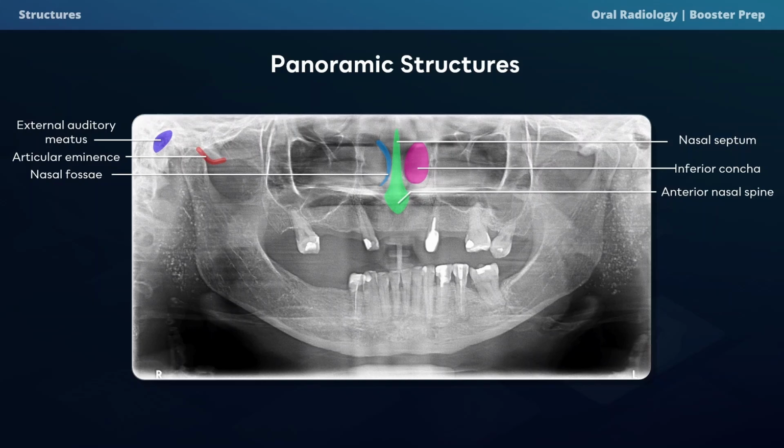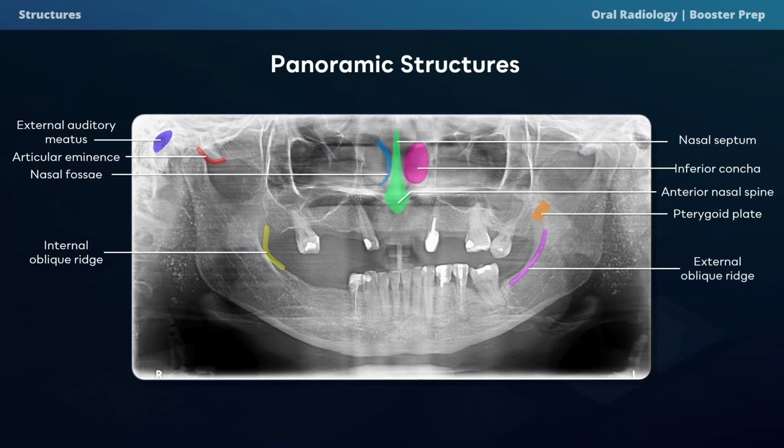Moving along, we have the pterygoid plates, which is a radiopaque projection of the sphenoid bone, and it's located behind the maxilla. Moving along to the mandible, we have the internal oblique ridge, which is a radiopaque line on the internal surface of the mandible. And we have the external oblique ridge, which is a radiopaque line on the buccal surface of the mandible, extending from the ramus forward.